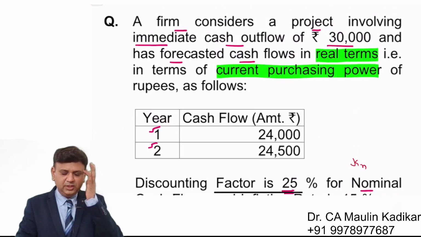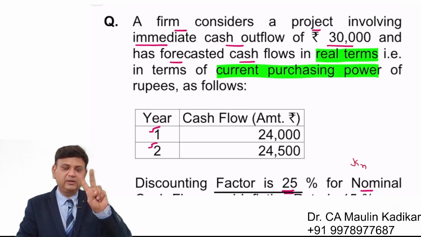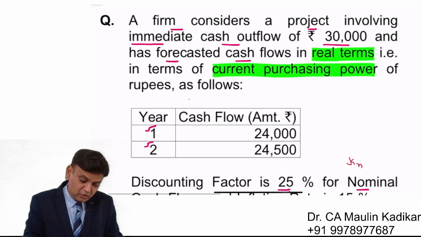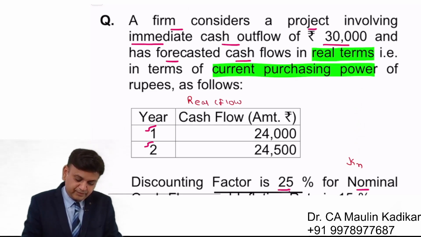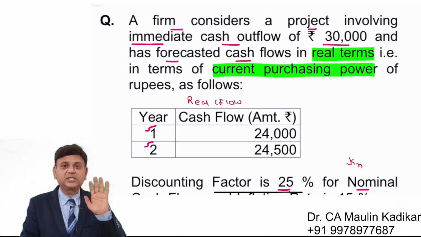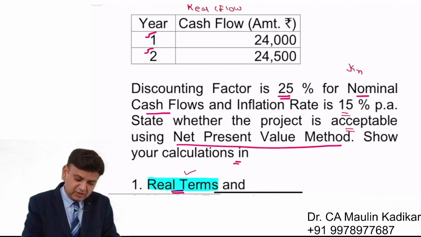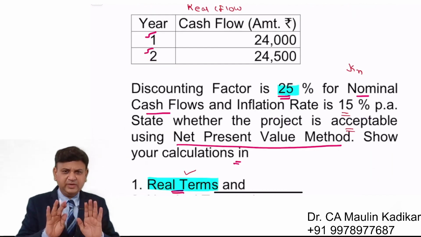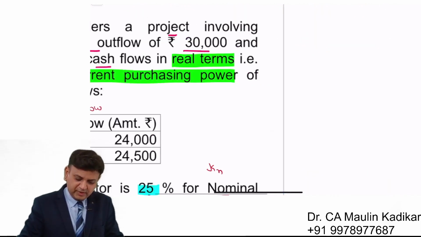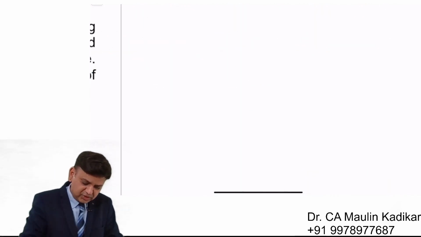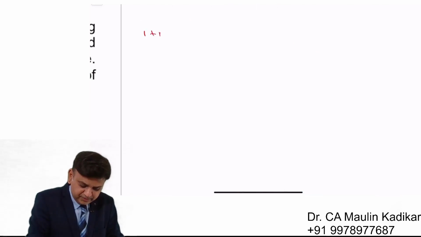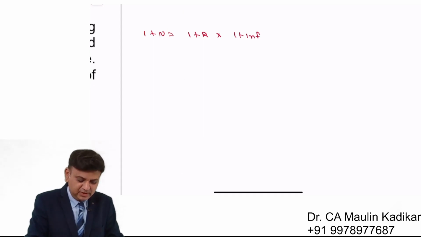So there are two things which are required. Real cash flows, I'm lucky, it is given to us in the question. And second thing, I require the real discounting rate, real cost of capital. However, I have been provided with the nominal cost of capital. No problem. What we can do, dear students, we can make the computation of real cost of capital. How to compute the real cost of capital? By using the simple formula.